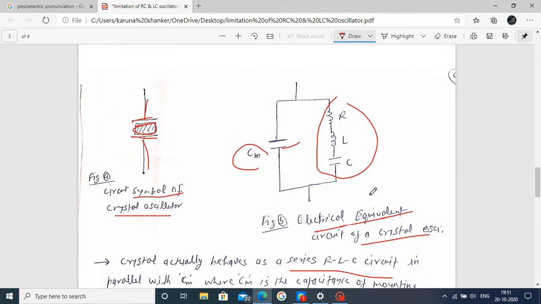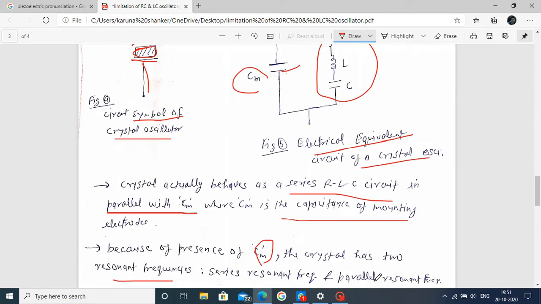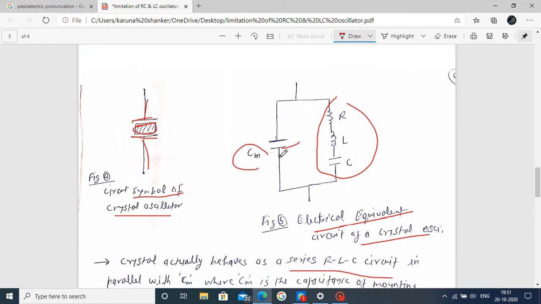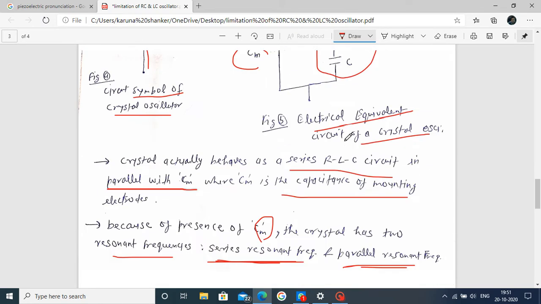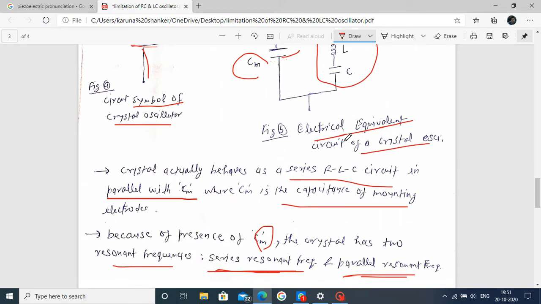The crystal's mutual capacitance is in parallel combination with the RLC. If the impedance value is low, it works as a series resistance. If the impedance value is higher, then it works as a parallel circuit. This topic is studied in the next lecture.